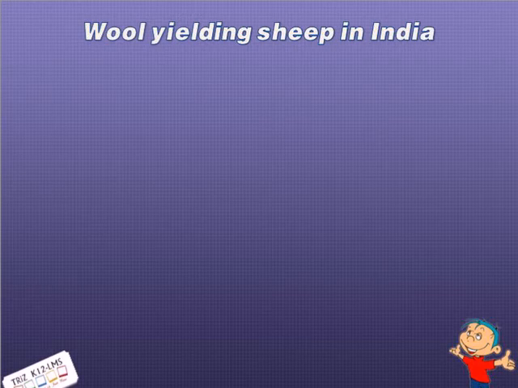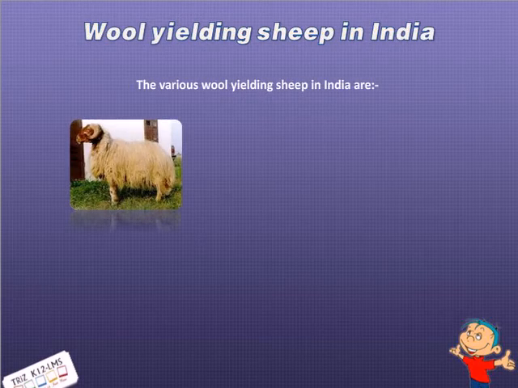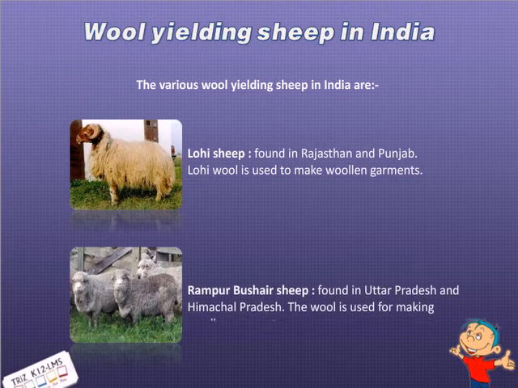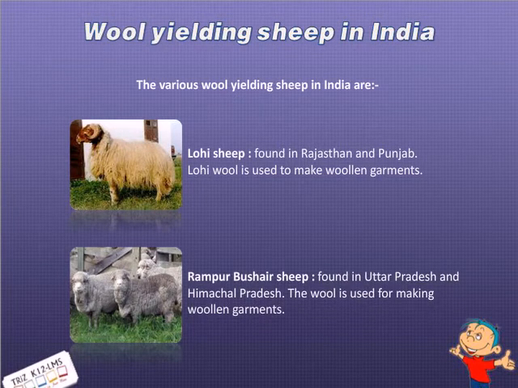Wool yielding sheep in India. The various wool yielding sheep in India are Lohi sheep, found in Rajasthan and Punjab. Lohi wool is used to make woolen garments. Rampur Bushair sheep, found in Uttar Pradesh and Himachal Pradesh. The wool is used for making woolen garments.